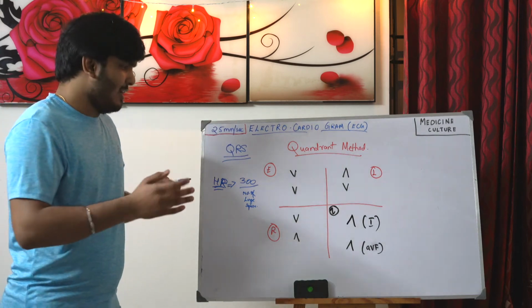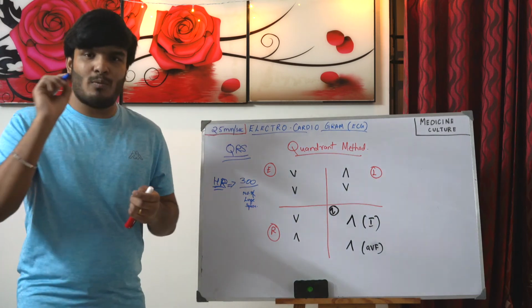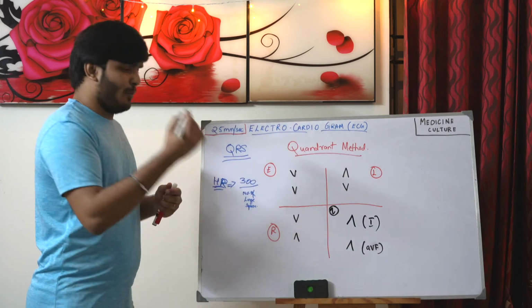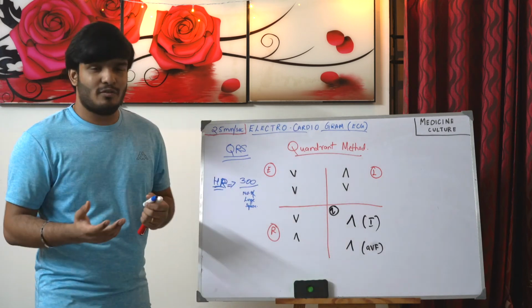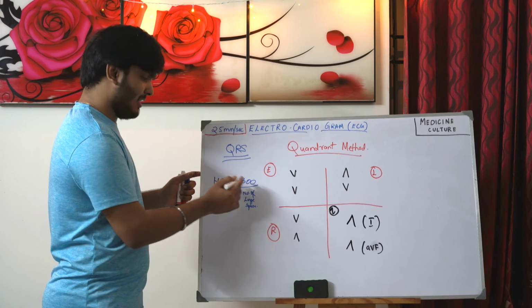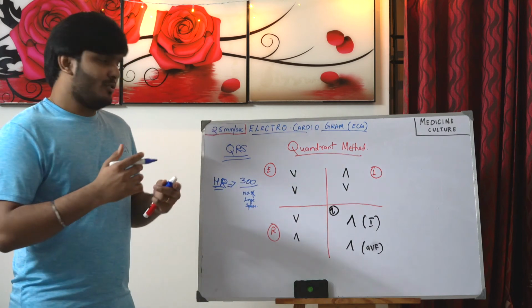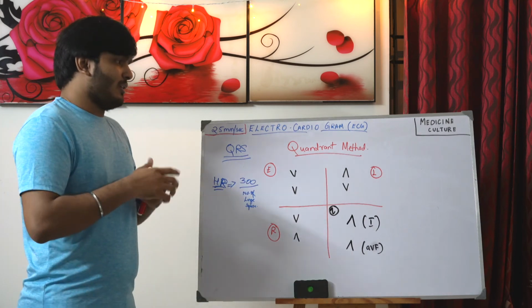So it's very easy. You don't have to count all the small boxes, put them in the denominator, and multiply by 0.04 to find the answer. It's very easy if you just put 300 divided by the number of large squares. So this will help you guys out. So revise the leads.